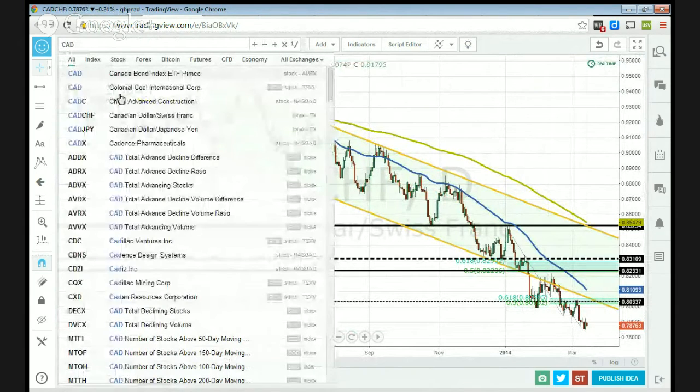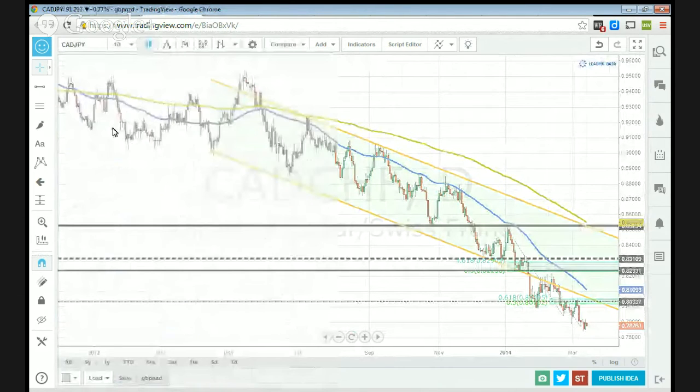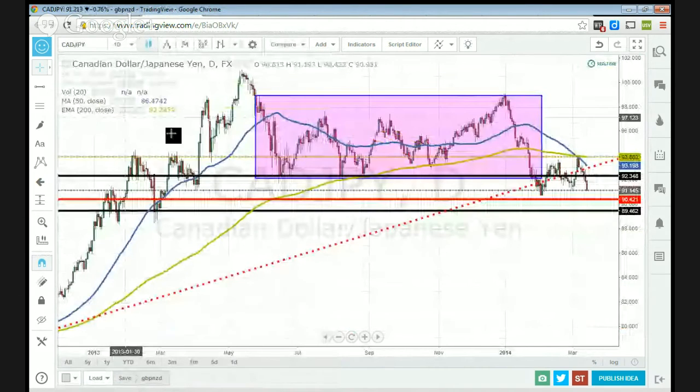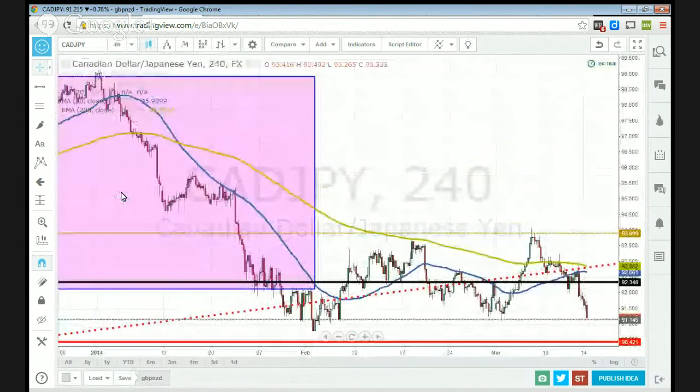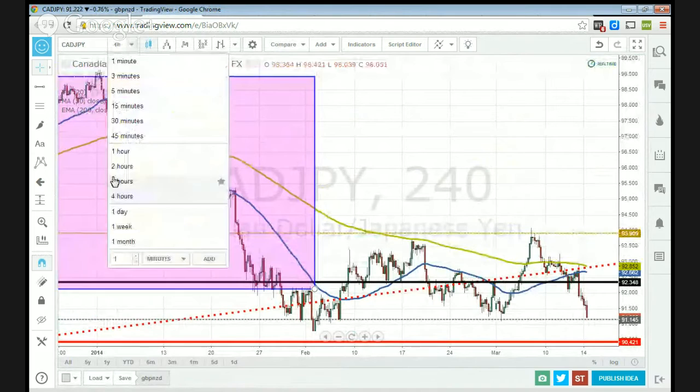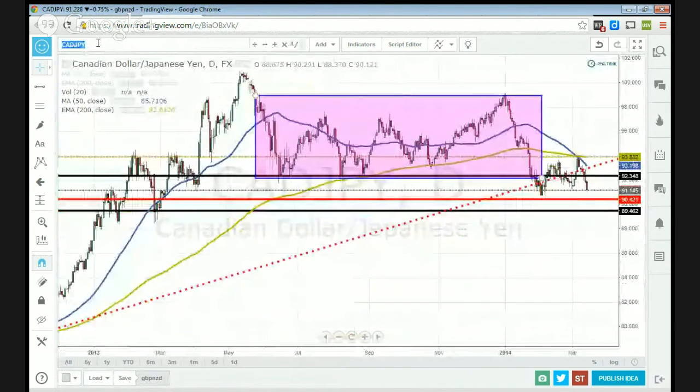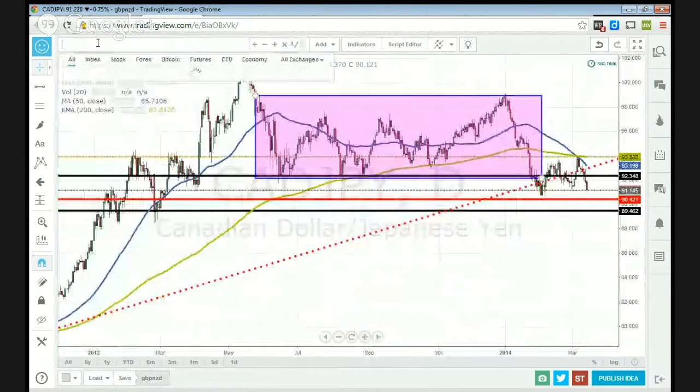Canada yen. Oh yeah, we looked at this. I'm in on this trade now. Let's see if we can find support at that gray line. Anyway, so that's Canada yen, and that does it for the Canadian dollar pairs.